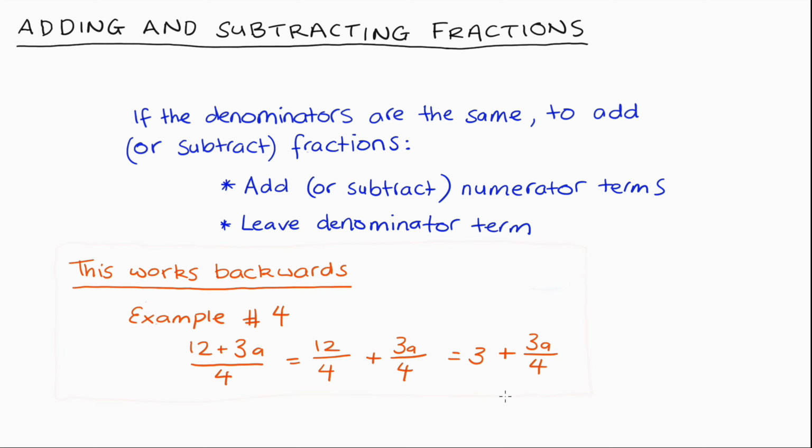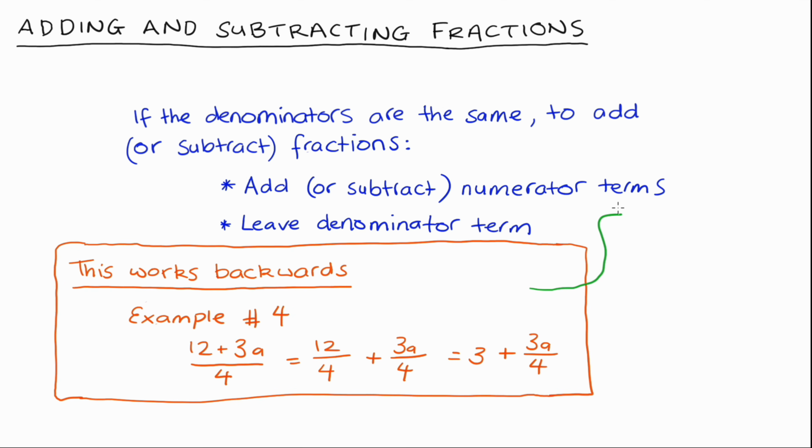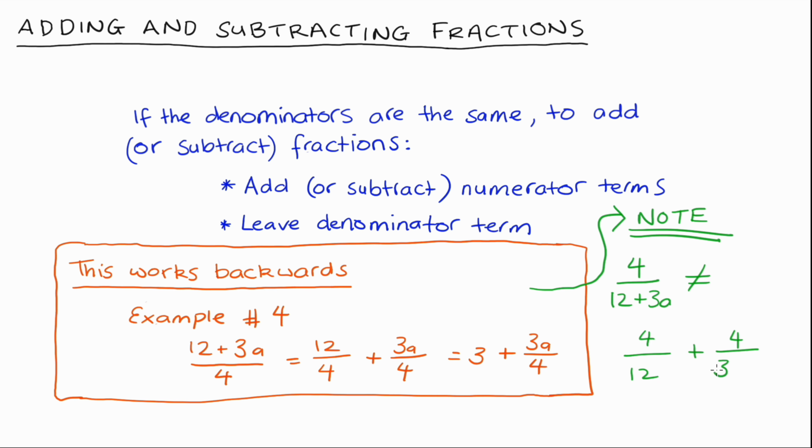And just to be really, really clear, if there's an addition or a subtraction on the denominator, we can't do the same thing. So 4 over 12 plus 3a does not equal 4 over 12 plus 4 over 3a.